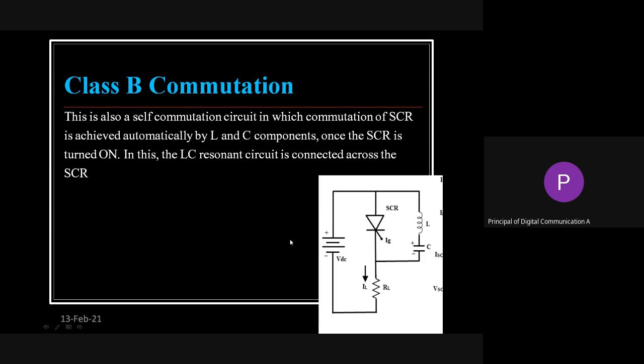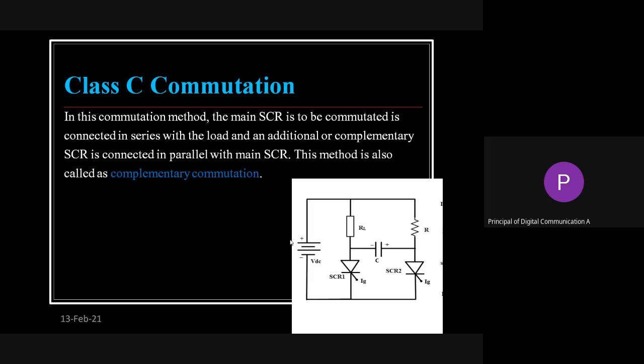So just note it down in the same way. Afterwards, just go through it so that you will be more clear about this class B commutation. In a similar way, a little modification they have made to get the class C commutation, that is also known as complementary commutation. So the setup is as shown in this particular diagram for the class C commutation of SCR.